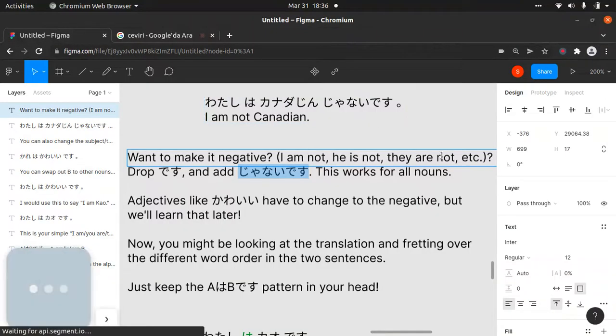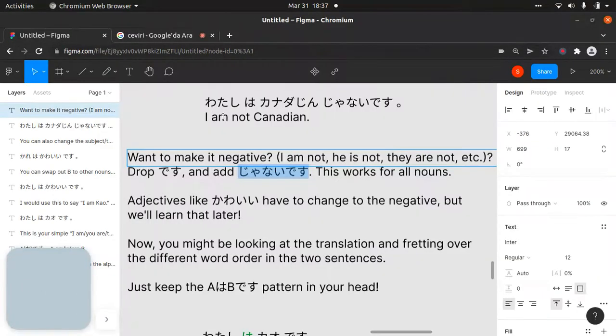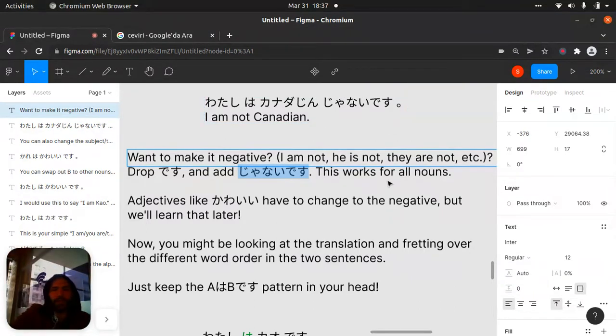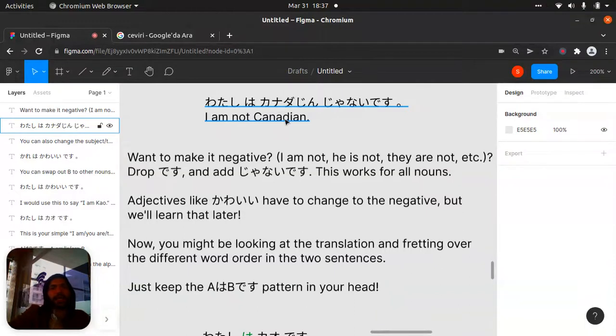So watashi wa, like say "I am not good." If you say "I'm not good," you need to say watashi wa kawaii ja nai desu. It's like that. This works for all nouns. It can be I, you, we, they, he, she, anything like that. If you want to say "he is not good" or "he is not Canadian," then we need to say kare wa Canada ja nai desu. I think like that.